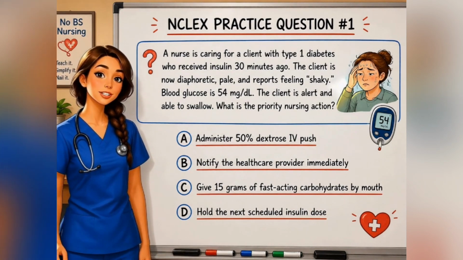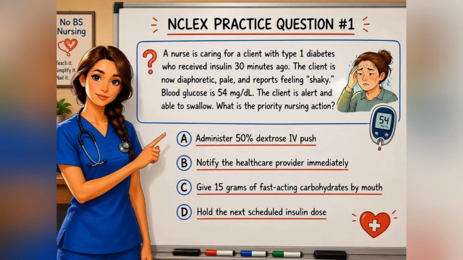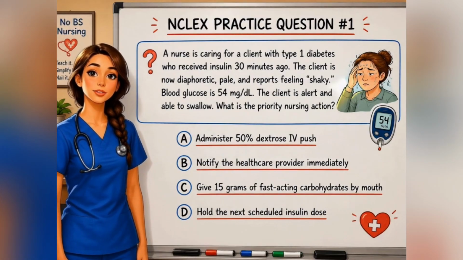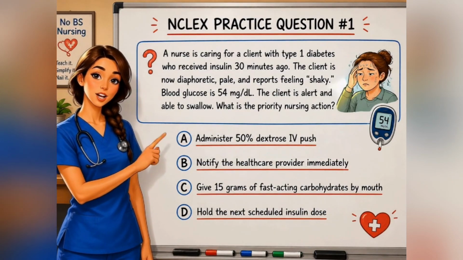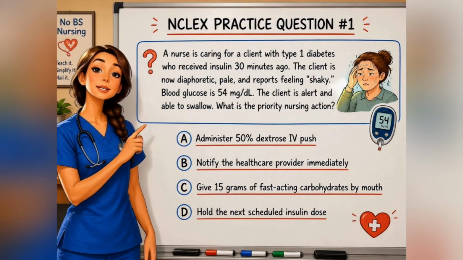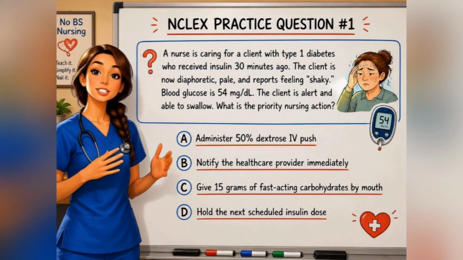A. Administer 50% dextrose IV push. B. Notify the healthcare provider immediately. C. Give 15 grams of fast-acting carbohydrates by mouth. D. Hold the next scheduled insulin dose.